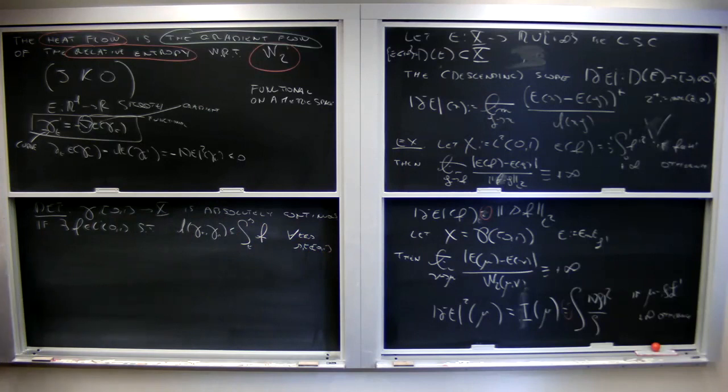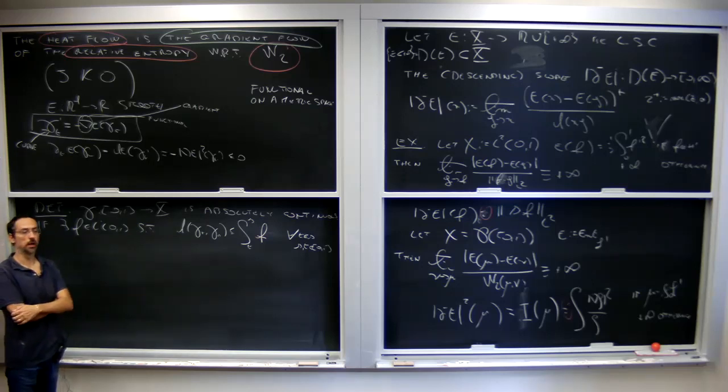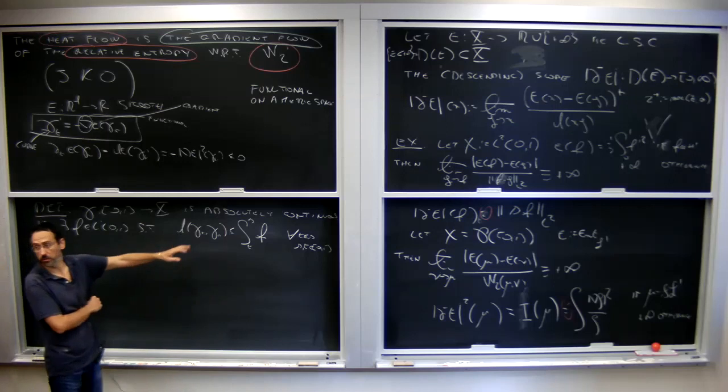All right. If x is R, this boils down to the usual definition of absolutely continuous function, say from R to R. But written in this way, it makes sense for an arbitrary curve.